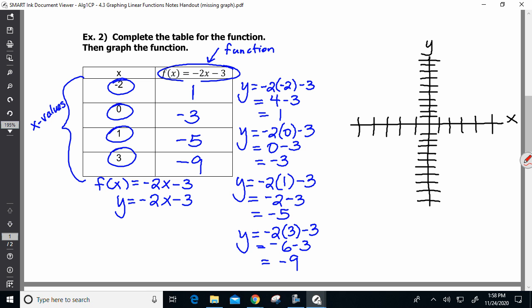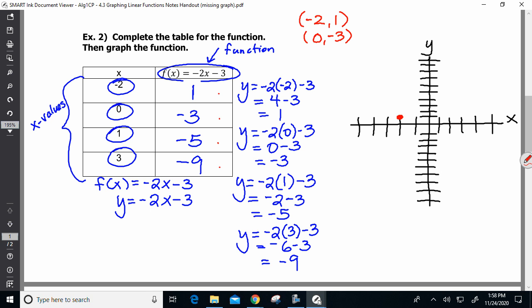Now, here's your points. Now we do our graph. One of the points is -2, comma 1. Go to the left 2, up 1, put a point. 0, comma -3 is your second.